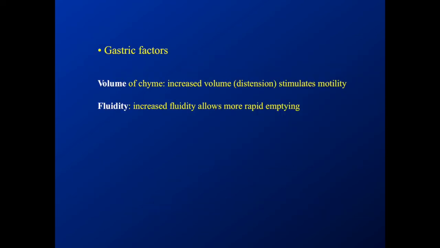contents. So gastric factors that affect the pylorus: the volume of chyme stimulates motility in the stomach, and the fluidity is another aspect that allows more rapid emptying. Obviously, fluids are able to be pushed through the pylorus at lower pressures, and so they flow through more easily.